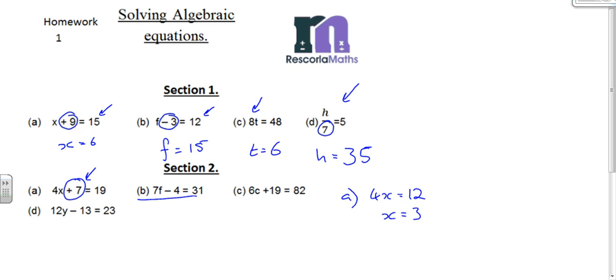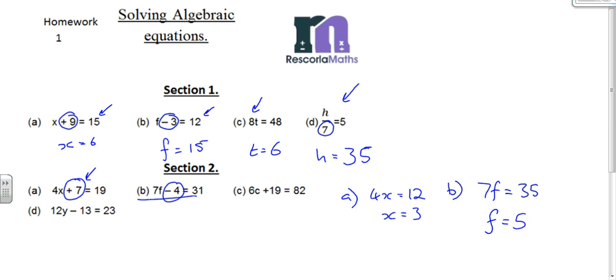Next question, question B. So step 1 is we get rid of this minus 4. And the way we get rid of the minus 4 is we do the opposite. Again, the first step is we always do the opposite. So therefore we end up with 7f equals, the opposite of minus 4 is plus 4. So 7f equals 35. And if 7f is 35, to find out what 1f is, we need to divide by 7, which equals 5.